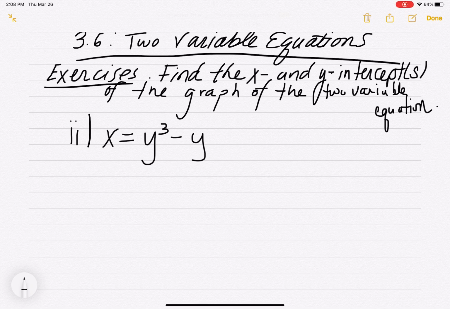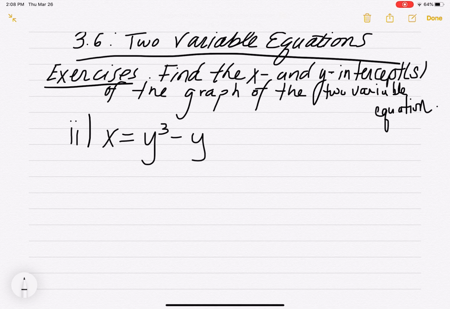So it was in the last video that we had started analyzing graphs of two variable equations. We started looking at X-intercepts and Y-intercepts, and how to find those when you're just given the equation without any picture. We want to pick that up and do a second exercise. We're going to find X and Y-intercepts of the graph of the given two variable equation.